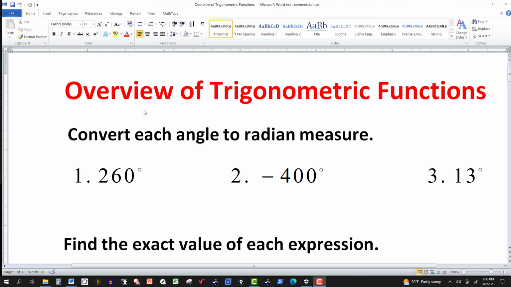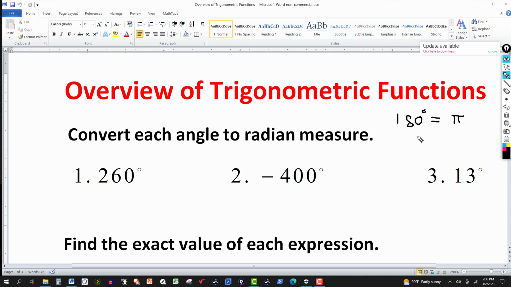In this video we have an overview of trigonometric functions, more like a review. So in the first set of problems we want to convert each angle to radian measure. So we have degree measure, we want it in radian measure. We know that 180 degrees is equivalent to pi radians. We usually leave the unit for radians off, but this is understood to be radians. If it's degrees, we have to put it in there.